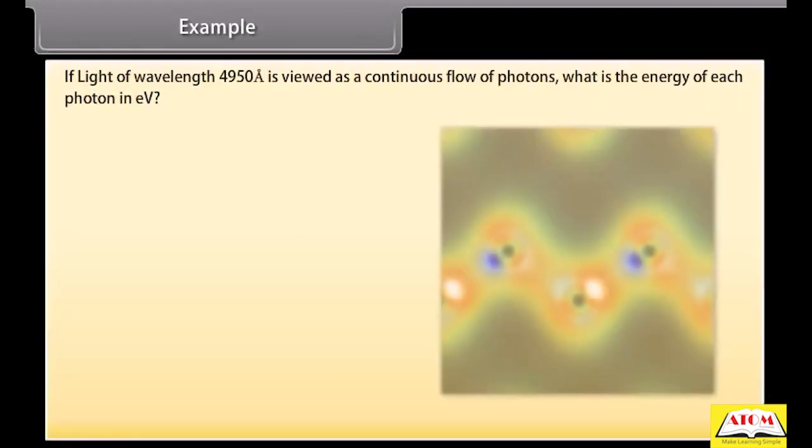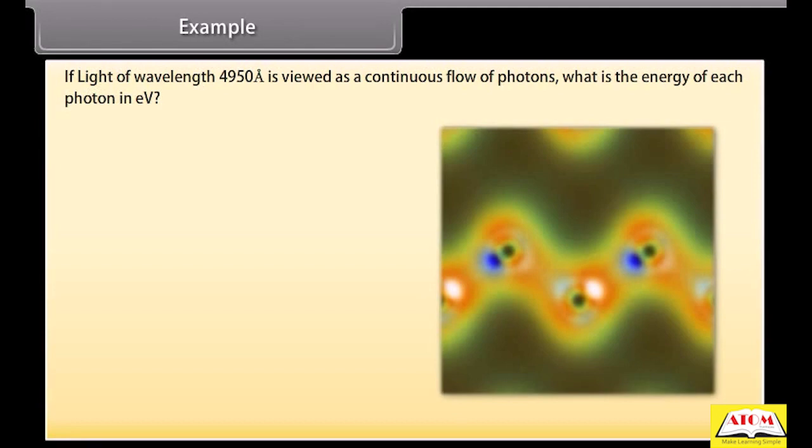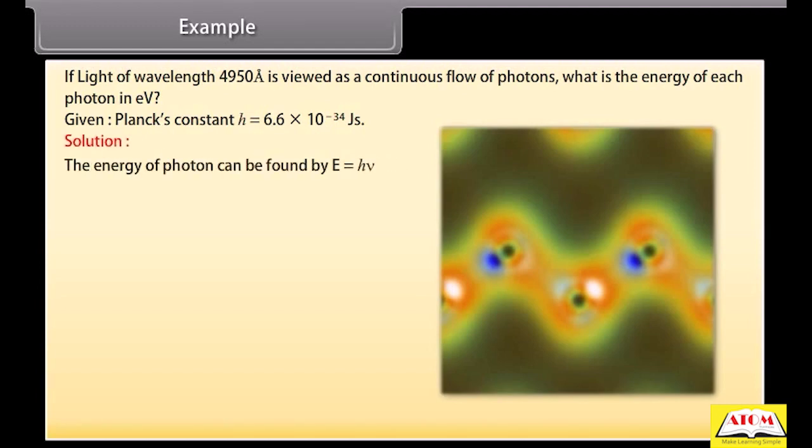Example. If light of wavelength 4950 angstrom is viewed as a continuous flow of photons, what is the energy of each photon in eV? Given Planck's constant h as 6.6 × 10^-34 joule second. Solution. The energy of a photon can be found by E equals hν, so E equals hc by λ. Name it as equation 1. c is the speed of light, which is 3 × 10^8 meter per second.